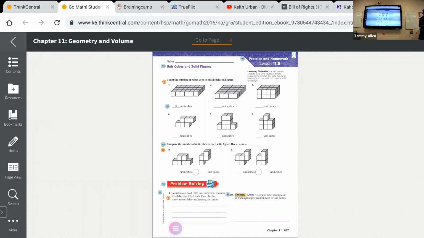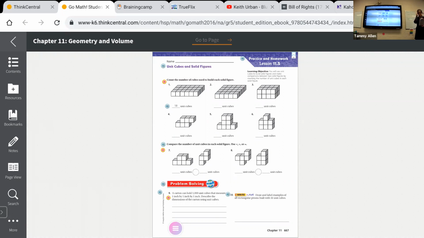5. 8 and 6. And 7. We were comparing. What would our sentence be? 6 and 4. So what would the whole sentence be? 6 unit cubes is greater than 4 unit cubes. And number 8? 5 unit cubes is equal to 5 unit cubes.